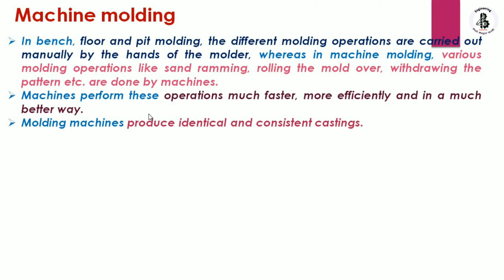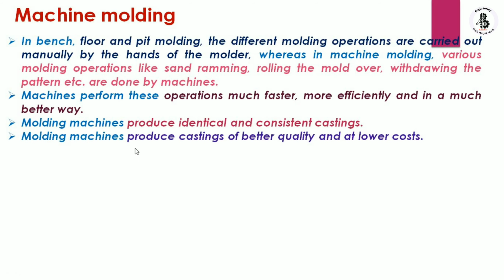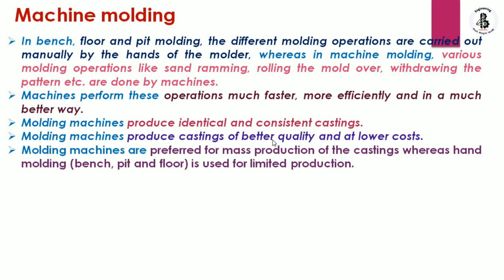So machine molding produces identical and consistent castings. Molding machines produce castings of better quality and at a lower cost. So those are the essential requirements in any production. Molding machines are meant for mass production of castings, whereas hand molding, in the case of bench, pit, or floor, is used for limited production. So nowadays, most applications are based on machine molding processes.